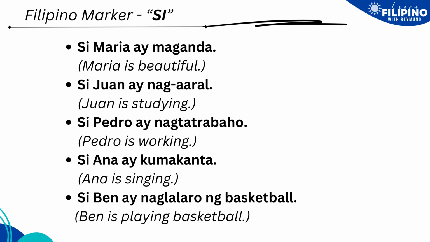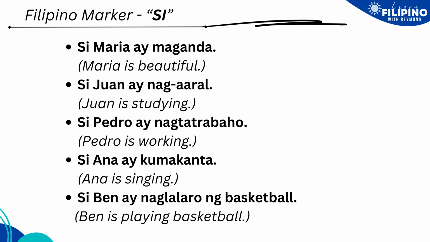Example sentences with si. Si Maria ay maganda. So, Maria is beautiful. Maganda means beautiful. Si Juan ay nag-aaral. So, Juan is studying. Nag-aaral means studying. Si Pedro ay nagtatrabaho. Pedro is working. Nagtatrabaho means working. Si Ana ay kumakanta. Ana is singing. So, kumakanta means singing.